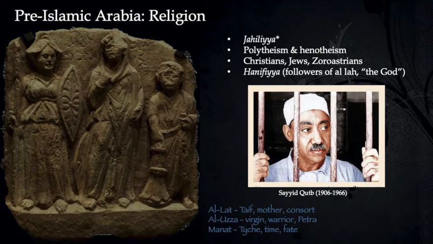So the period of ignorance, people didn't know better. Now the popular assumption has been that the pre-Islamic Arabs were polytheists. They had a variety of deities, and that is true. There was a variety of deities. Some towns would emphasize the worship of some deities over others.